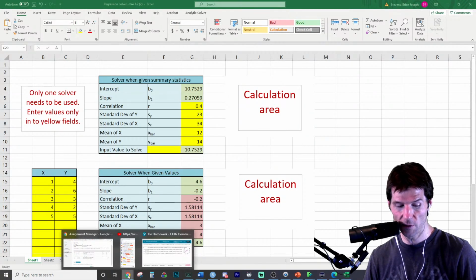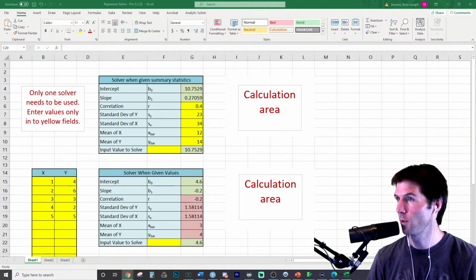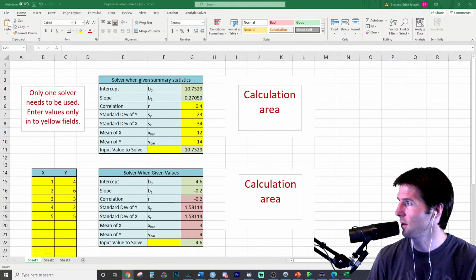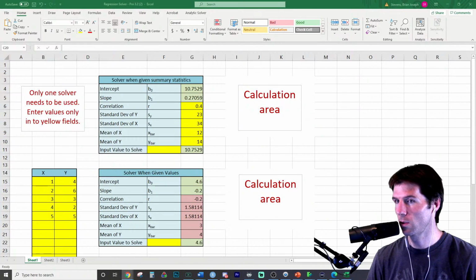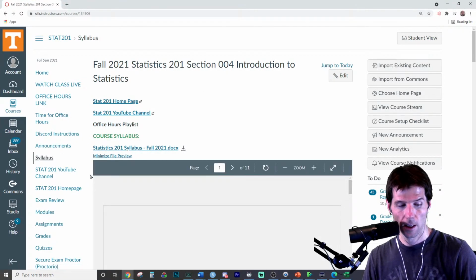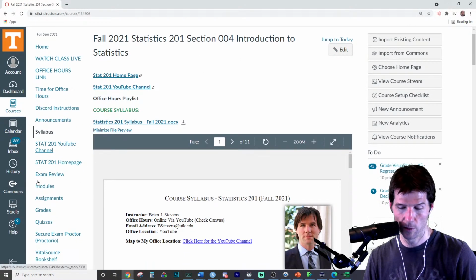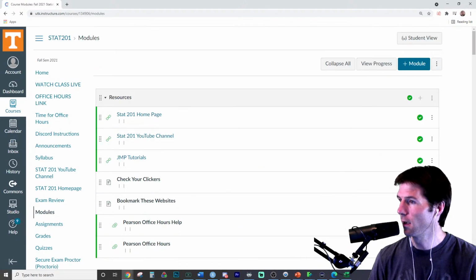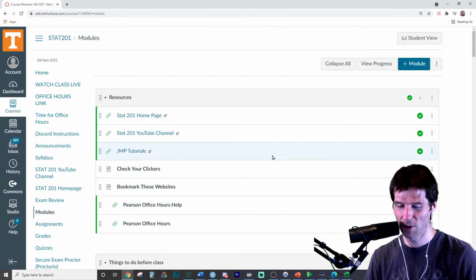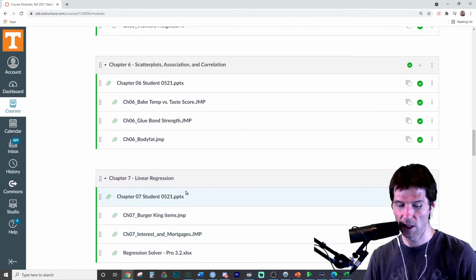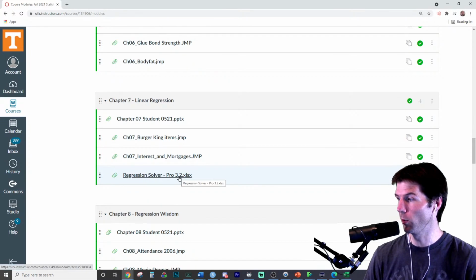So the regression solver can be found. Let me go grab you where it's at, and it's going to be under 2 seconds here, everybody. We're going to go over here to the Stat 201 course on Canvas. And in your Stat 201 course, you want to go over here to the modules section. And under the modules, always a pleasure to see you too, Thacker. Thank you so much. And under the modules, you will see the Regression Solver Pro.